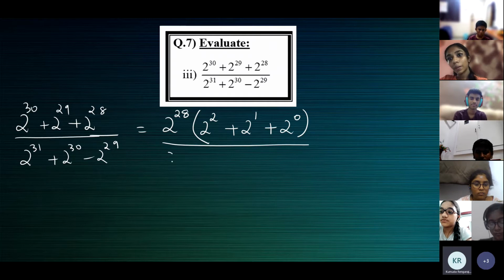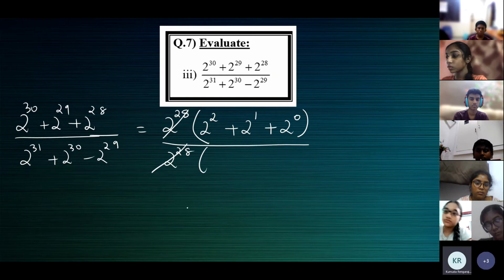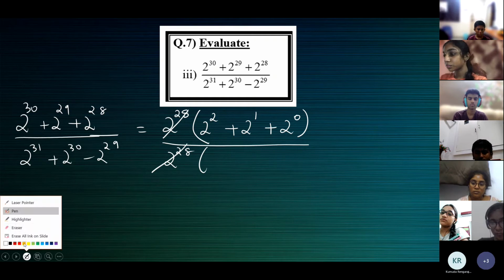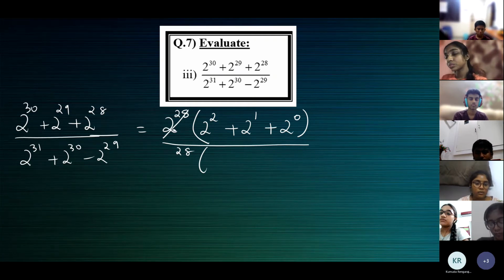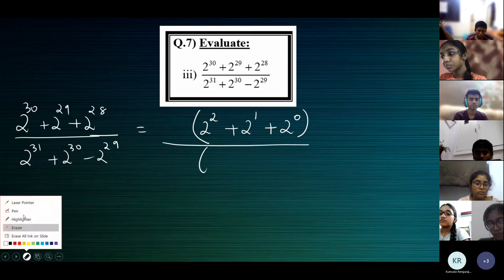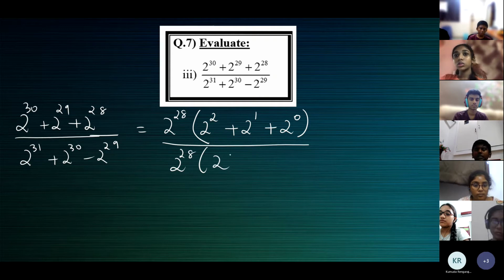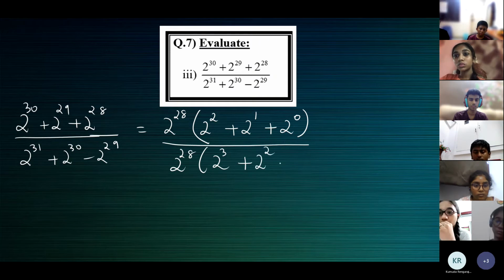Now here also we'll take out the same thing common, so that I can cancel these two. That's the reason. What should I write here? 2 to the power 3? 2 to the power 2? 2 to the power 1.